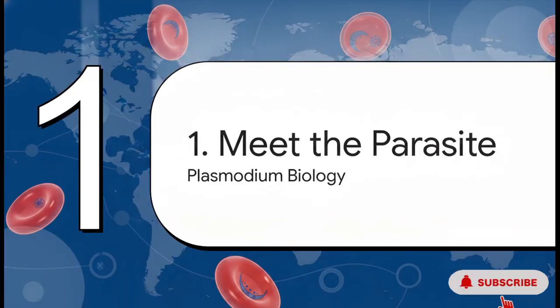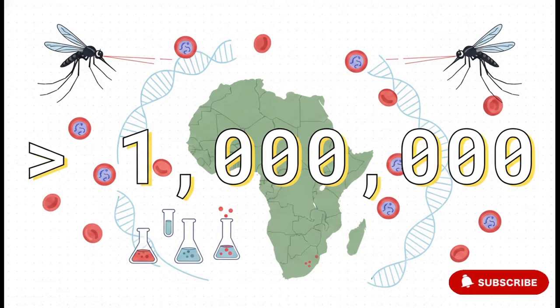Section 1. Meet the parasite. Plasmodium biology. Over 1 million. Take a second to really think about that number. That's how many children in Africa die from this disease every single year. And that's out of hundreds of millions of global cases. So this isn't just some abstract microscopic entity. We're talking about a pathogen that takes a massive, truly tragic toll on human life, mostly in poorer tropical areas of Africa, Asia, and Latin America. This is exactly why understanding this matters so much.